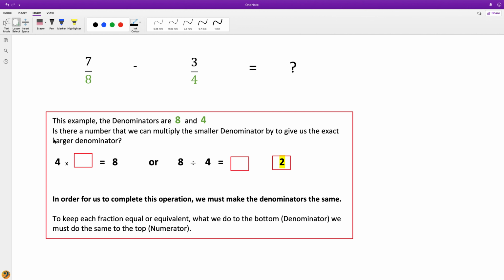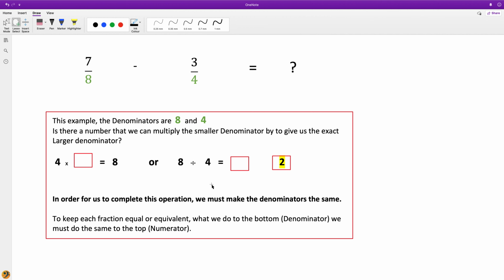Okay, so now the second method is we ask, is there a number that we can multiply the smaller denominator by to give us the exact larger denominator? What that means is, our smaller denominator is 4. Is there a number we can multiply 4 by to turn that into 8, or make it equal 8?